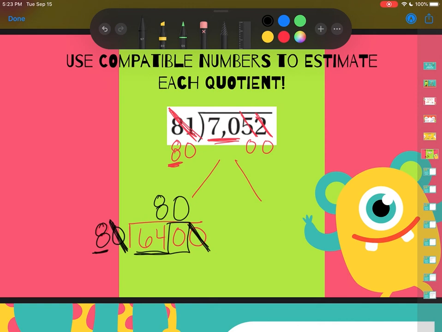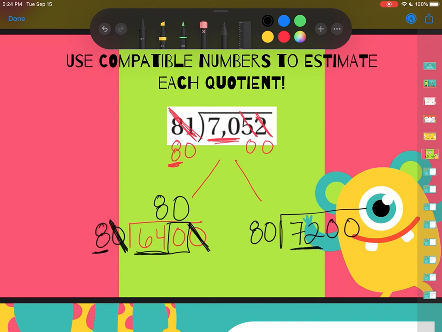Now, for my high estimate, so 64 was below 70. My next compatible number is going to be above 70, right? So my next number would be 72 because 8 times 9 is 72. But I had the 5 and the 2 that would just become zeros in my number. So I have to add those 2 zeros at the end. And I end up with 7,200 divided by 80.